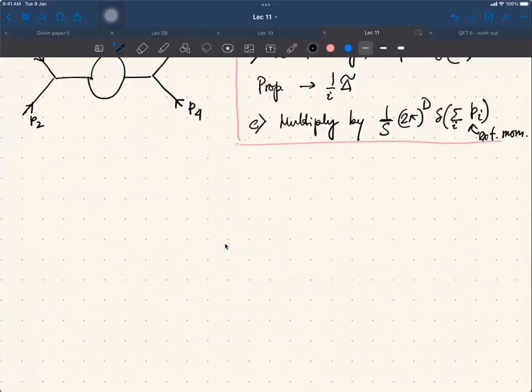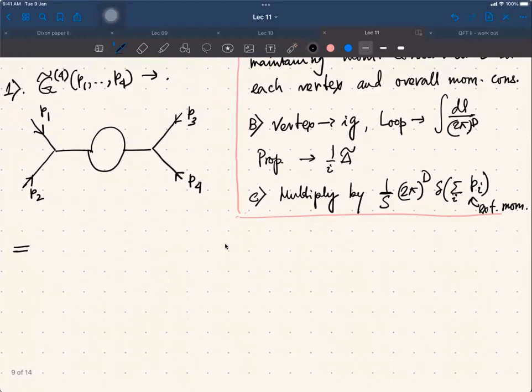So following this rule, let us look at this diagram. First label all the lines. So this is P1 incoming, P2 incoming. So this line, if you put the arrow that way, is P1 plus P2. The labeling and the arrows should be consistent. With momentum conservation, if P1 and P2 both are incoming, then P1 plus P2 must be outgoing. Similarly, P3 plus P4 is outgoing from this vertex.